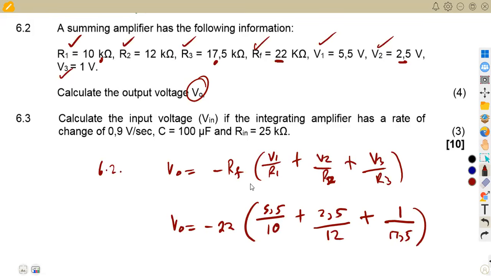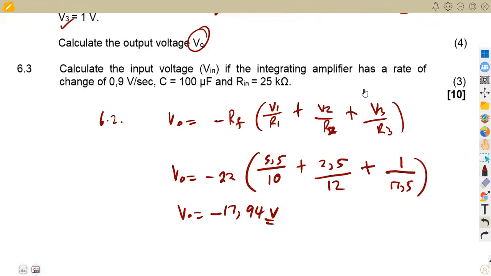Like I said, you can use the kilo ohm as times 10 to the exponent of 3 if you want, but you can just ignore that because we have kilo ohms also at the end. So that is going to give us a negative 17.94047, something like that. We're just going to leave it like that. So that's it. I think this is just direct.